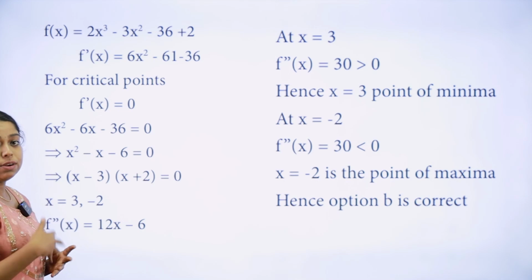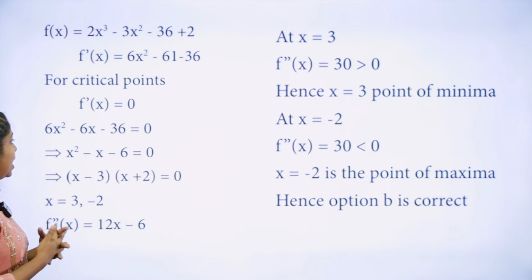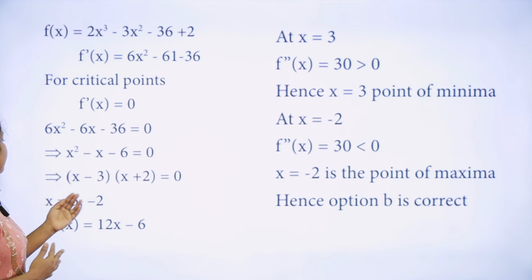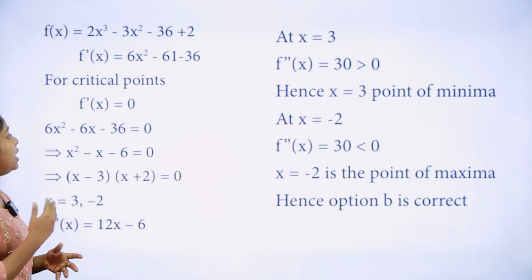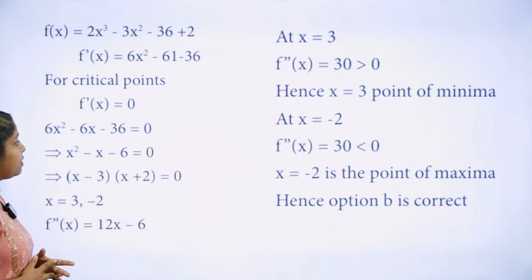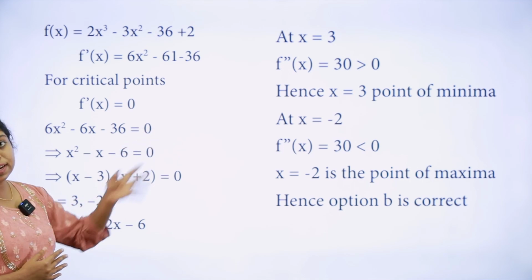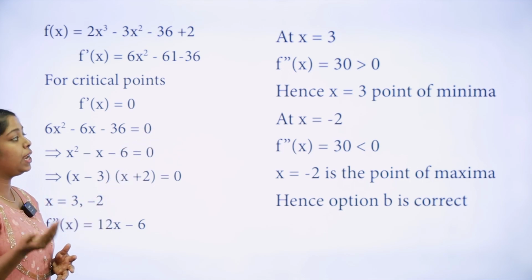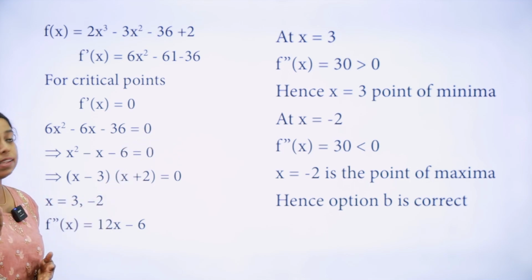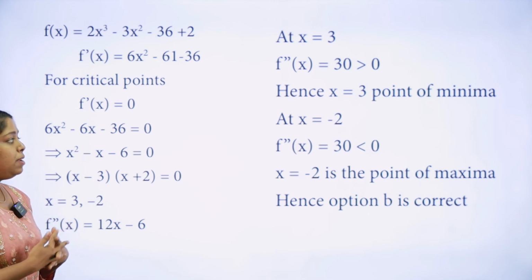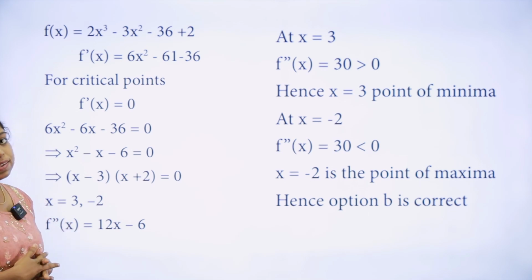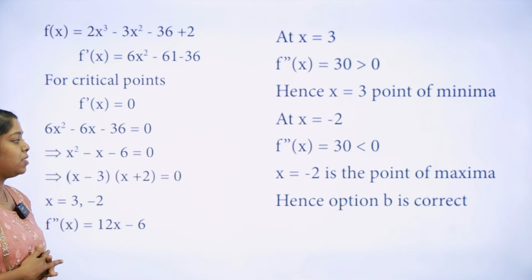Then we'll find out the critical point. For that we'll take f dash of x is equal to 0. Then we'll find the value of x, which is equal to 3 and minus 2. Then we'll find out f double dash of x, and check whether f double dash of x is greater than 0. If it is greater than 0, then that particular critical point is a minima point, and if f double dash of x is less than 0, then it is a maxima point.